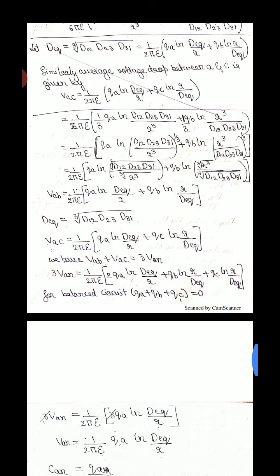Okay, next we have VAB plus VAC is equal to 3 times VAN. Okay, 3 times VAN is equal to what you got, VAB plus VAC. Add those 2 equations, you will get 1 divided by 2 pi epsilon, 2 times QA ln D equation divided by R plus QB ln R divided by D equation plus QC ln R divided by D equation. Take common ln R divided by D equation. Okay, if you take 2Q common, you will get QB plus QC.